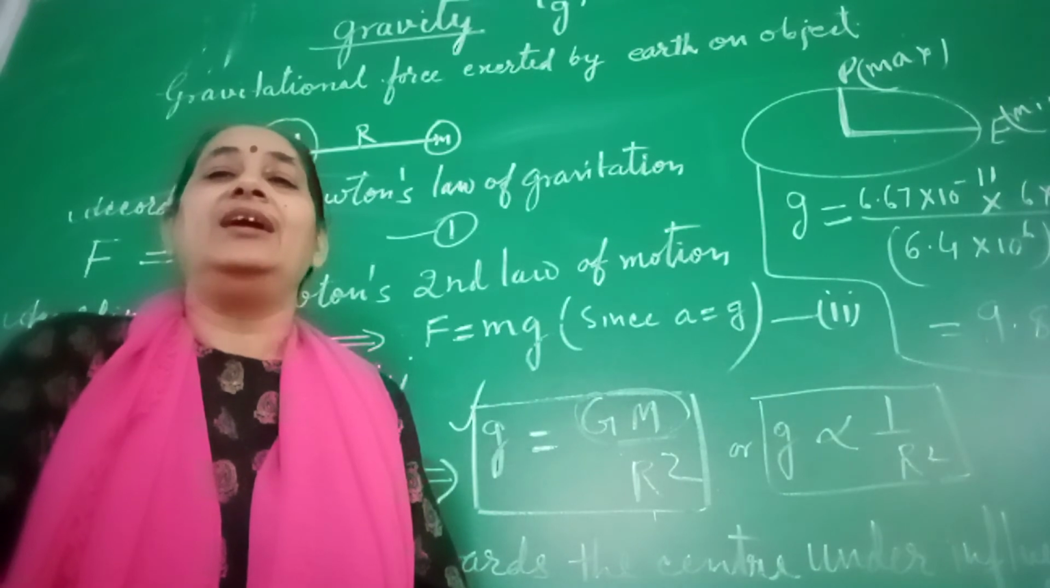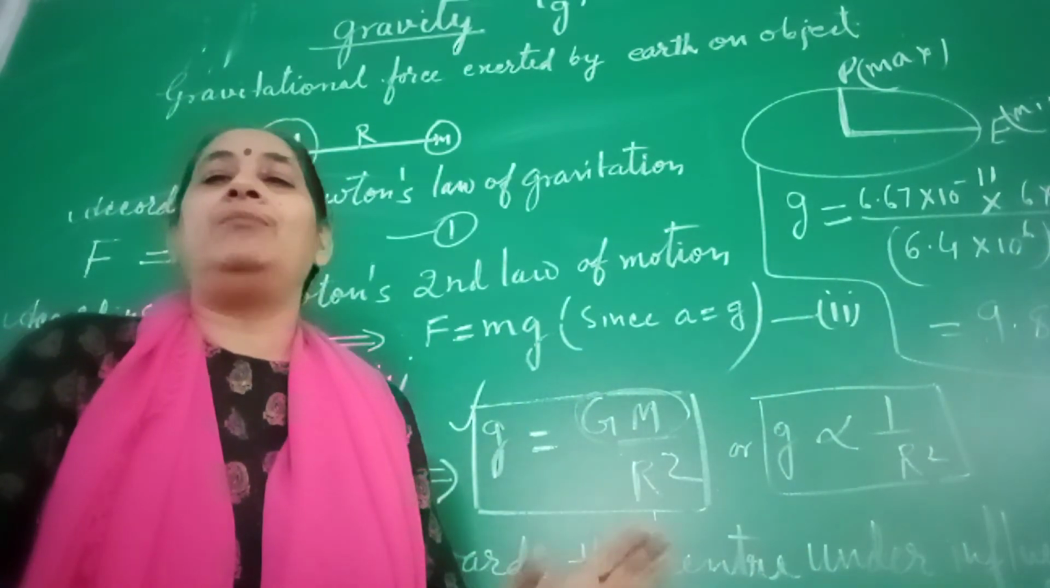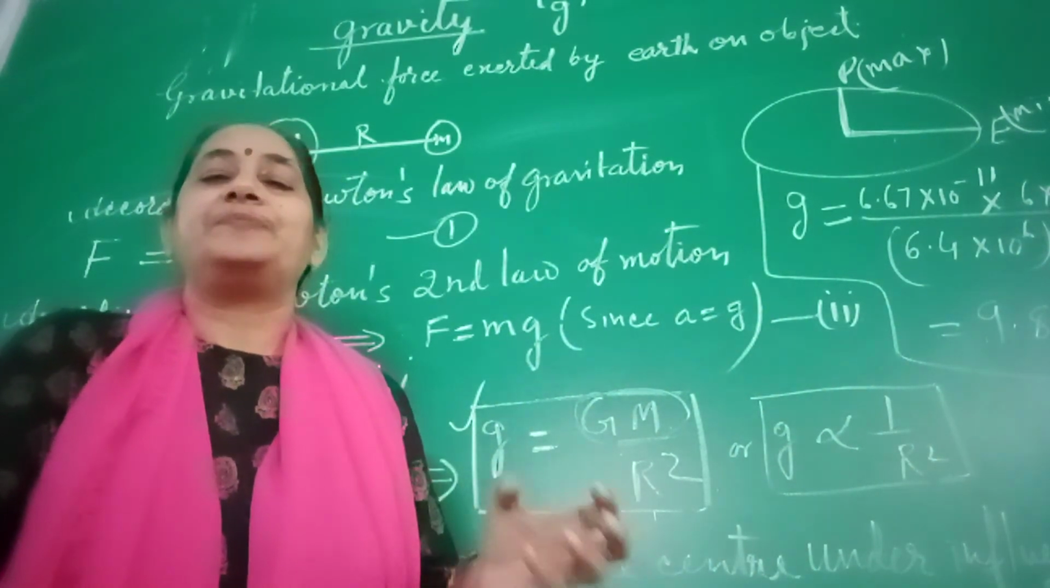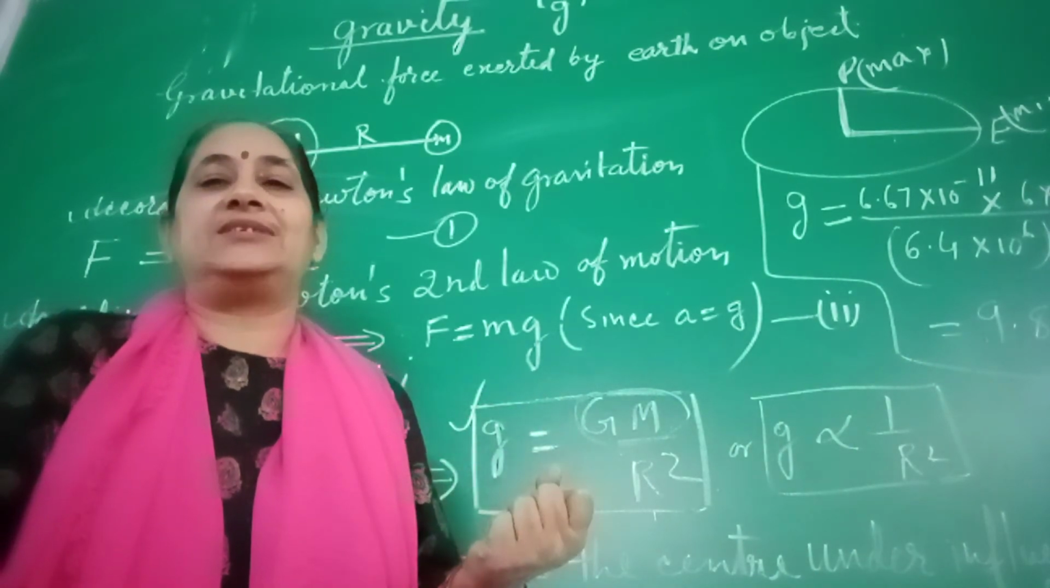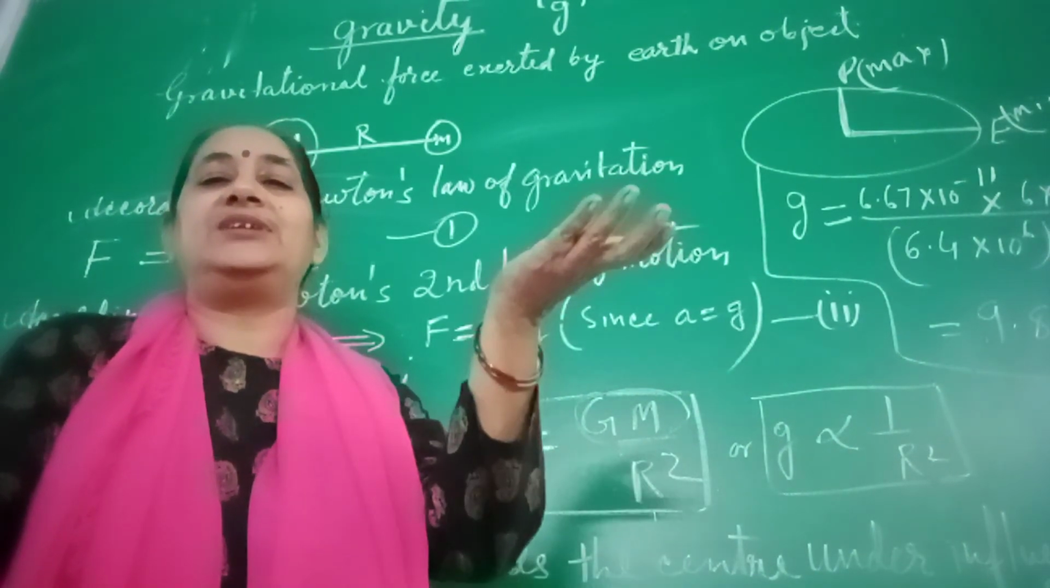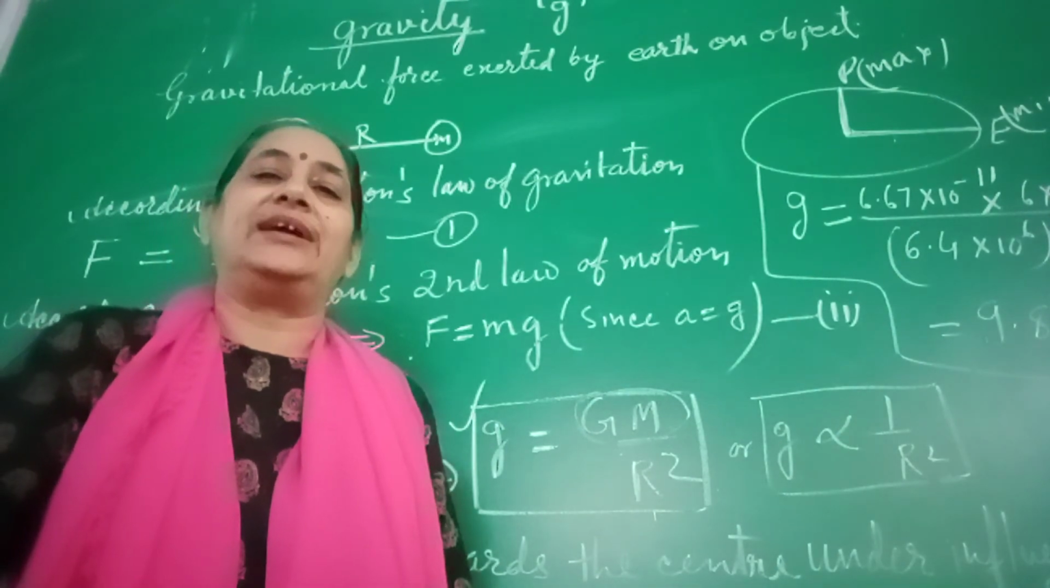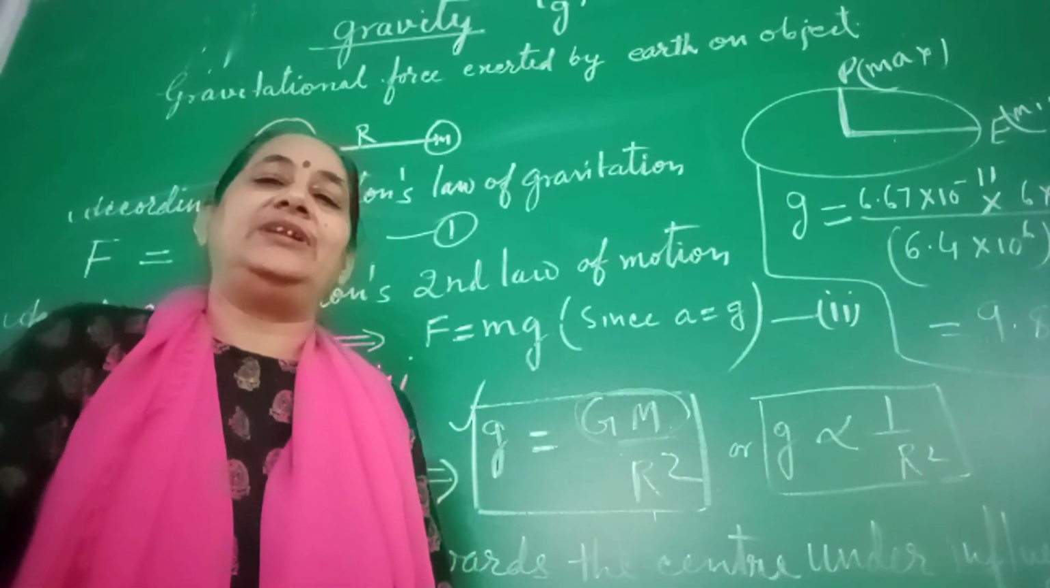Acceleration due to gravity is not constant, it varies from place to place. It is 0 in space. When you go away from the surface, it decreases. So this is all about acceleration due to gravity. More we will discuss in class.